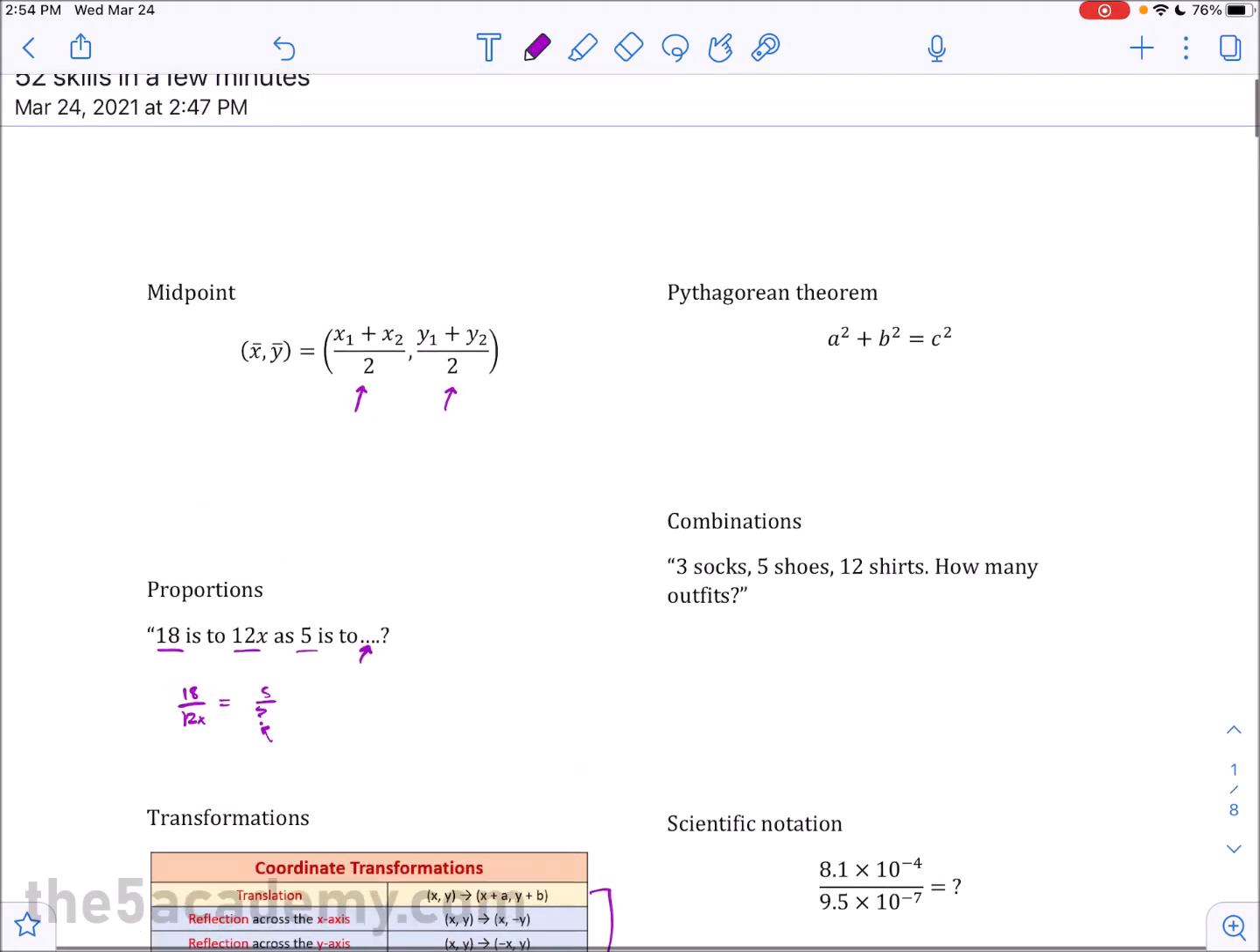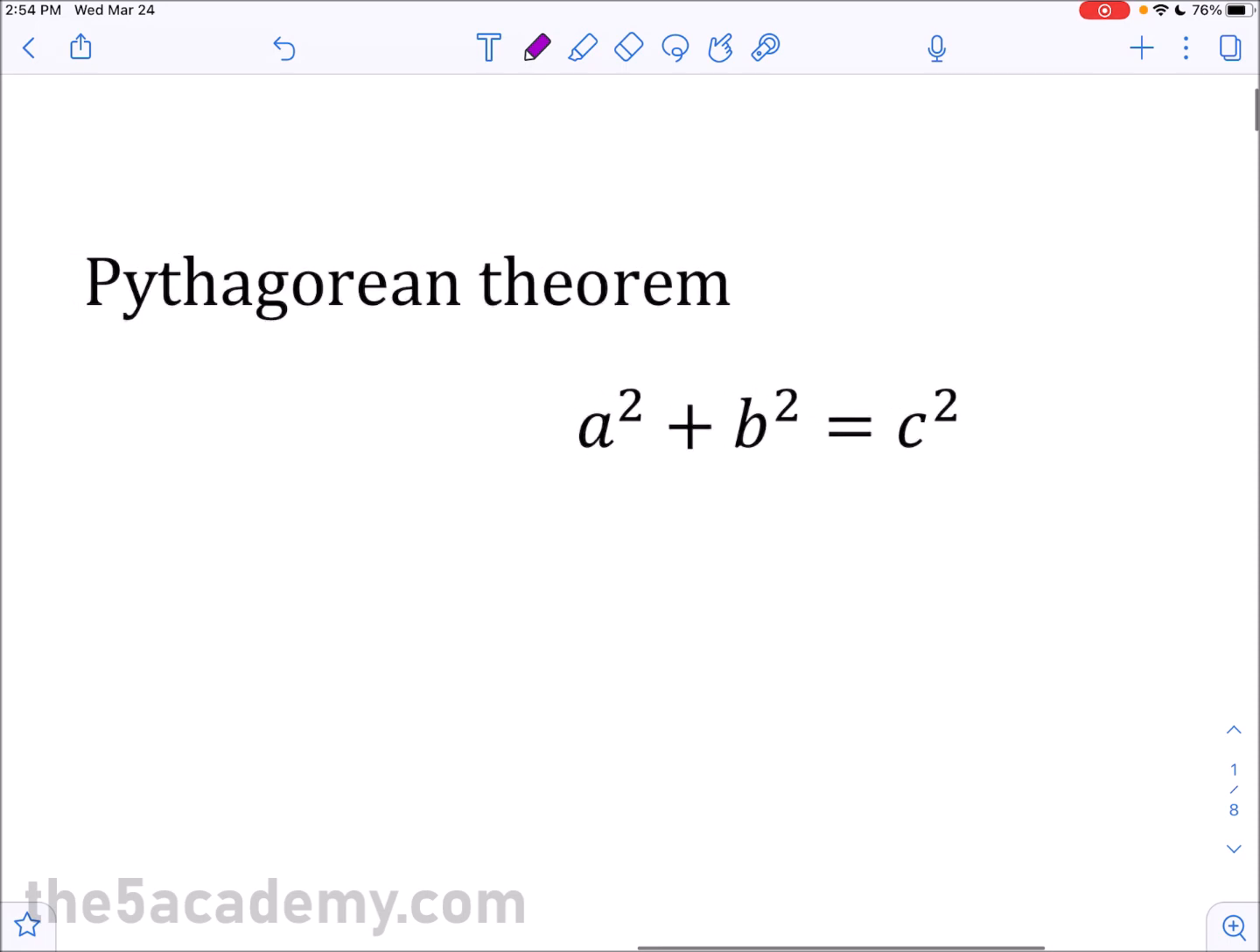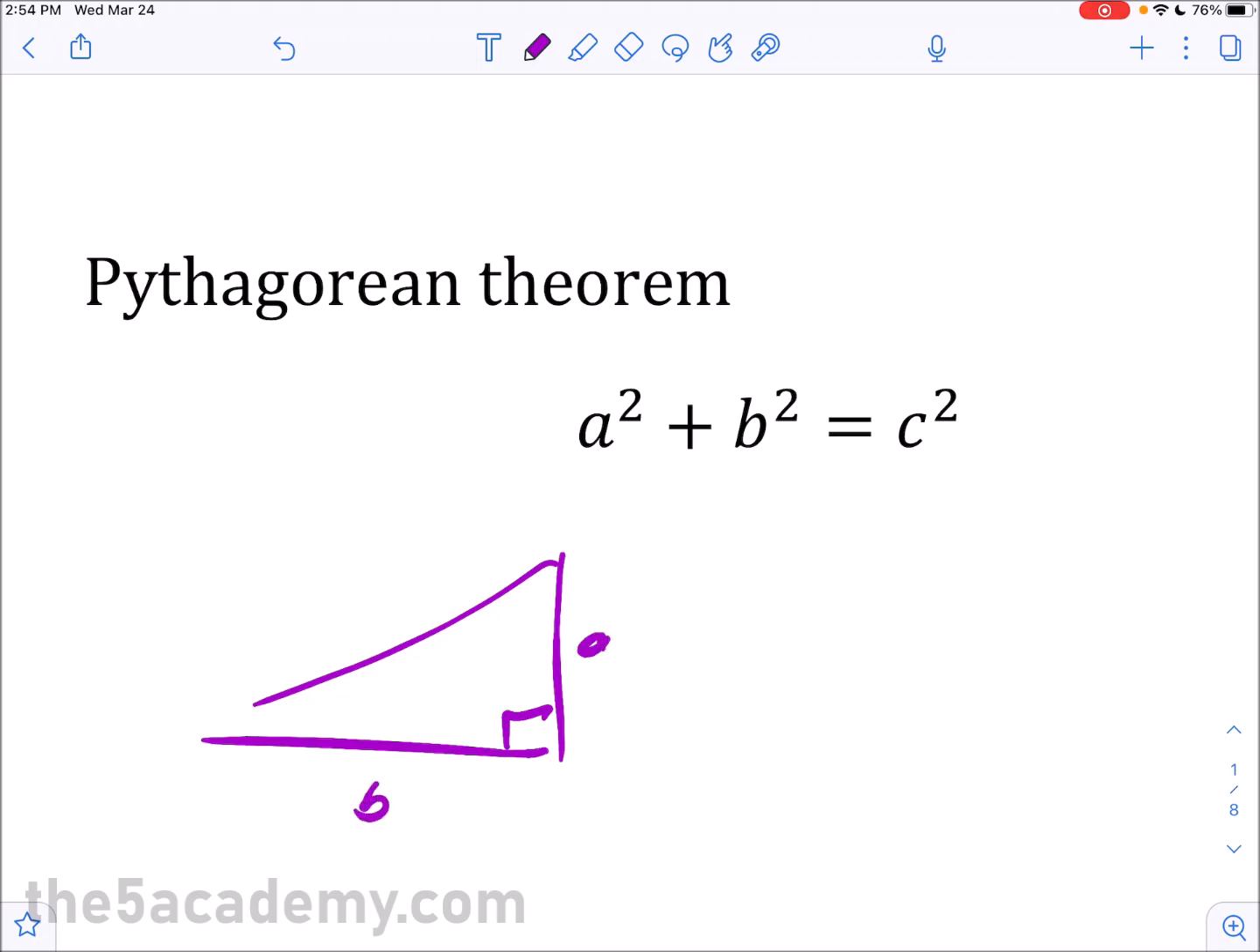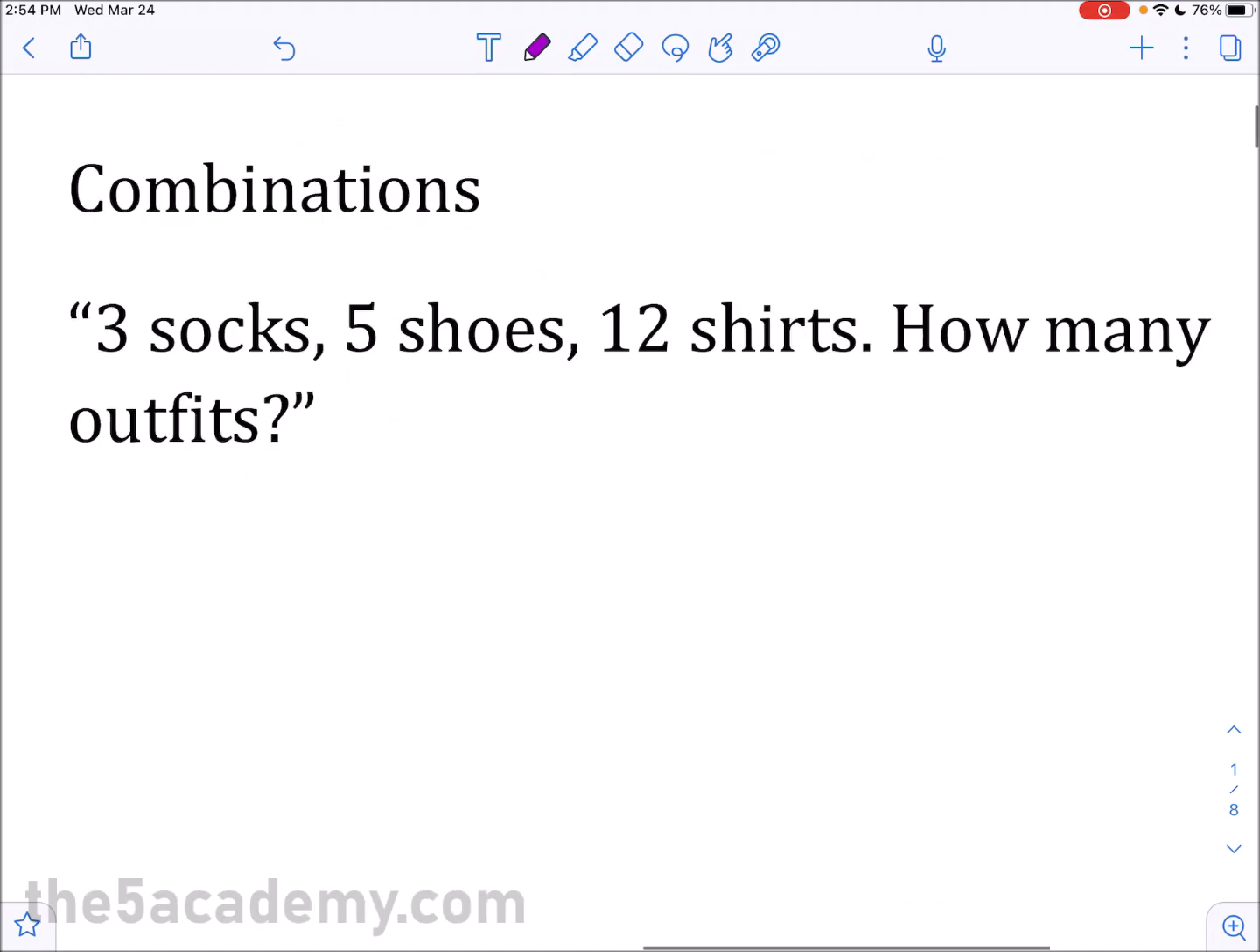Moving on to Pythagorean theorem, aka distance formula. Distance formula is actually kind of the same thing as this, but this formula applies to all right triangles of this form where you have A, B, and C. C is your hypotenuse. You can use this formula to solve for any of those 3 sides as long as you know 2 of them.